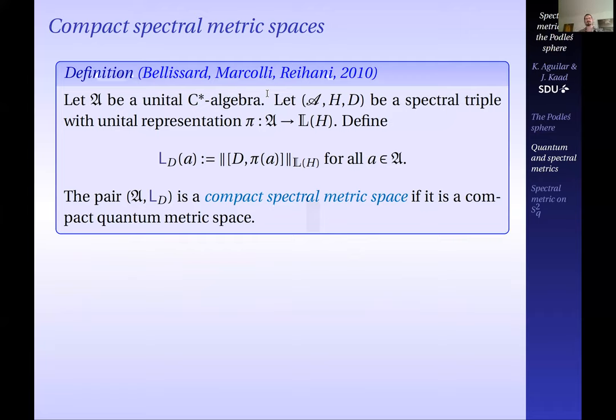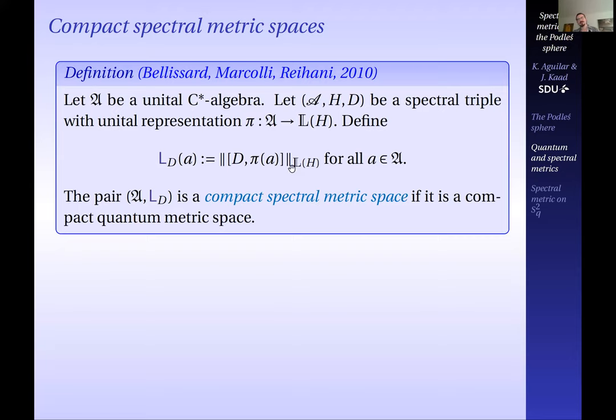So why are spectral triples nice? I was mentioning that if you're trying to make a study of non-commutative metric geometry, you'd like it to behave well with non-commutative geometry. You'd like there to be some sort of connection between them. And in fact, Rieffel also used this structure of spectral triples as a starting point, using work of Connes. So Connes did have a metric on the state space using this particular structure as well. But he didn't have an abstract definition that allowed for more structure besides spectral triples. So Rieffel used the work of Connes to formalize the definition of a quantum metric space. And then Bellissard, Marcolli, and Reihani called this a compact spectral metric space.